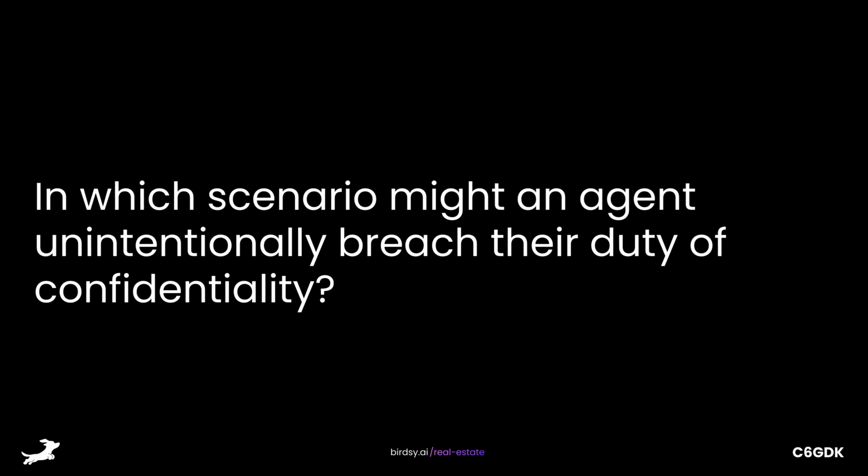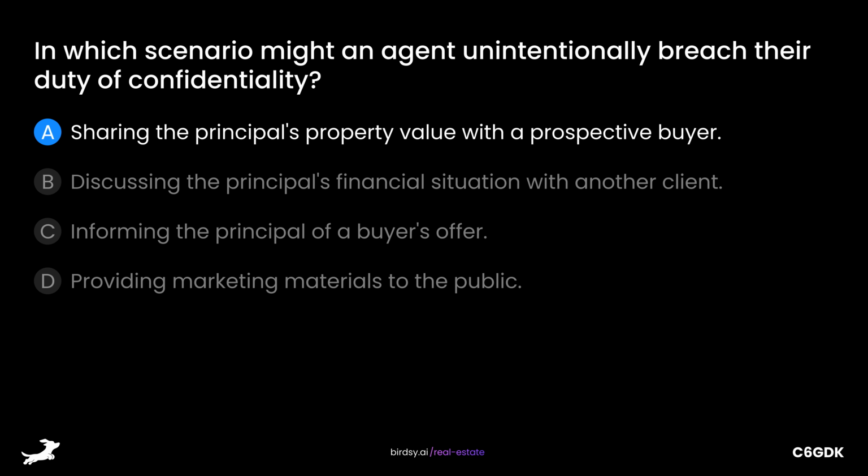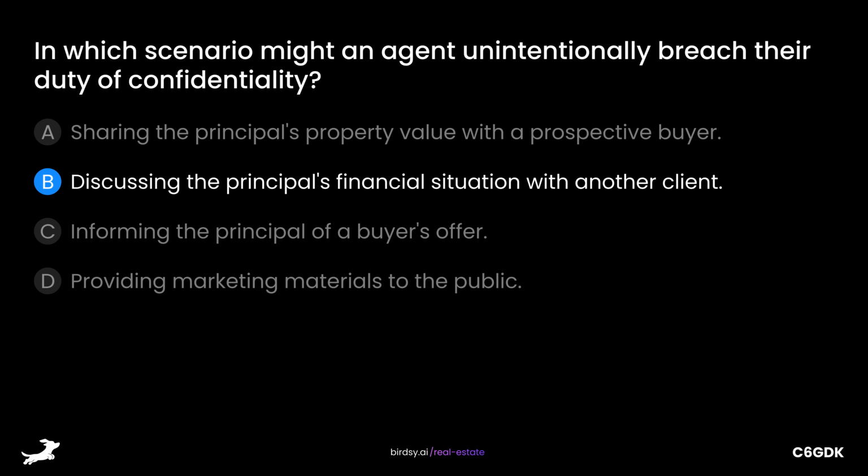In which scenario might an agent unintentionally breach their duty of confidentiality? Is it A, sharing the principal's property value with a prospective buyer, B, discussing the principal's financial situation with another client, C, informing the principal of a buyer's offer, or D, providing marketing materials to the public? The answer is B, discussing the principal's financial situation with another client.